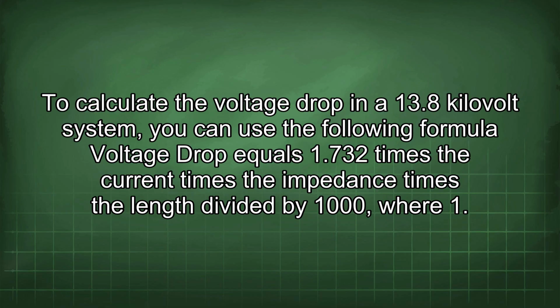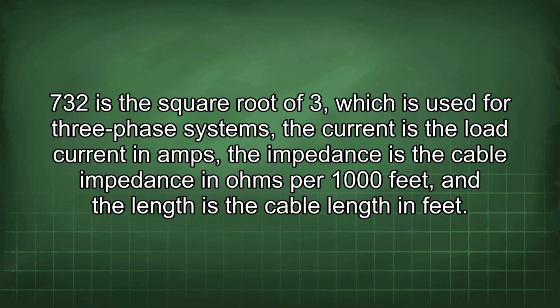To calculate the voltage drop in a 13.8 kilovolt system, you can use the following formula: voltage drop equals 1.732 times the current times the impedance times the length divided by 1000, where 1.732 is the square root of 3, which is used for three-phase systems. The current is the load current in amps, the impedance is the cable impedance in ohms per 1000 feet, and the length is the cable length in feet.